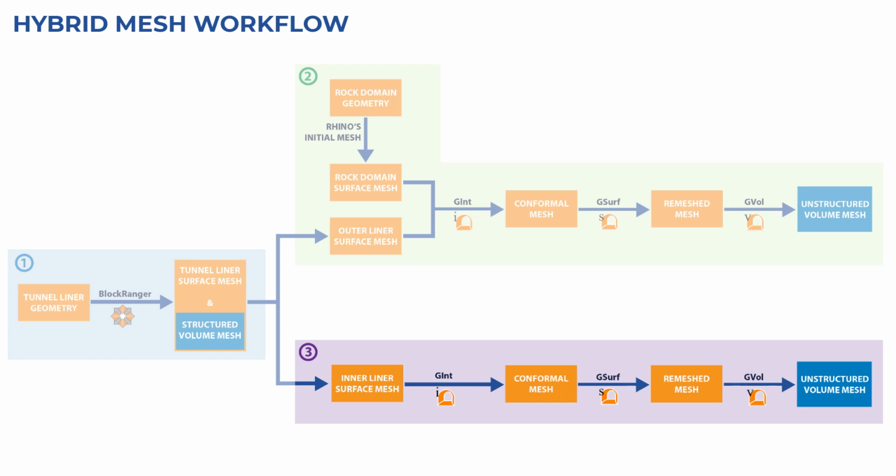The third and last path will create an unstructured volume mesh for the core. We start with the inner liner surface mesh created from the tunnel liner surface. The surface mesh is made watertight, conformal, and then remeshed to achieve the desired parameters, in our case quadrilateral dominant. Lastly, the unstructured volume mesh of the core is created.